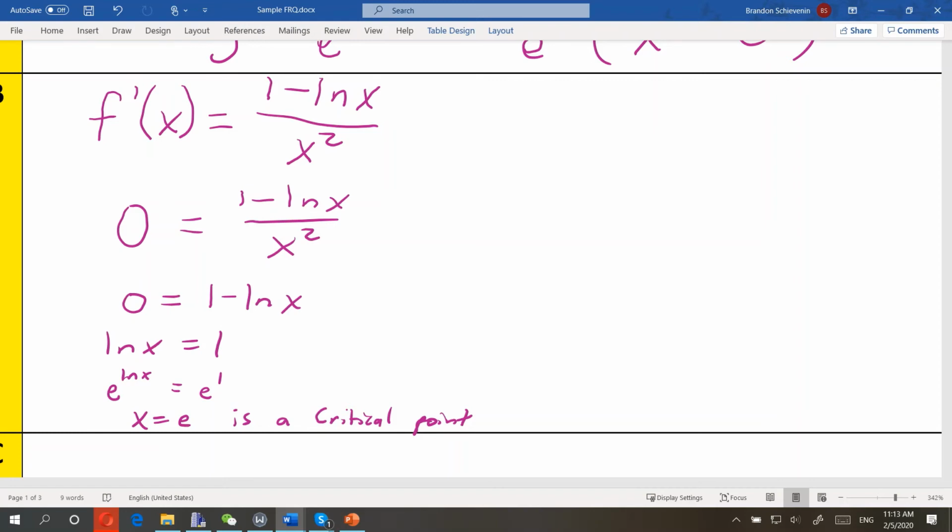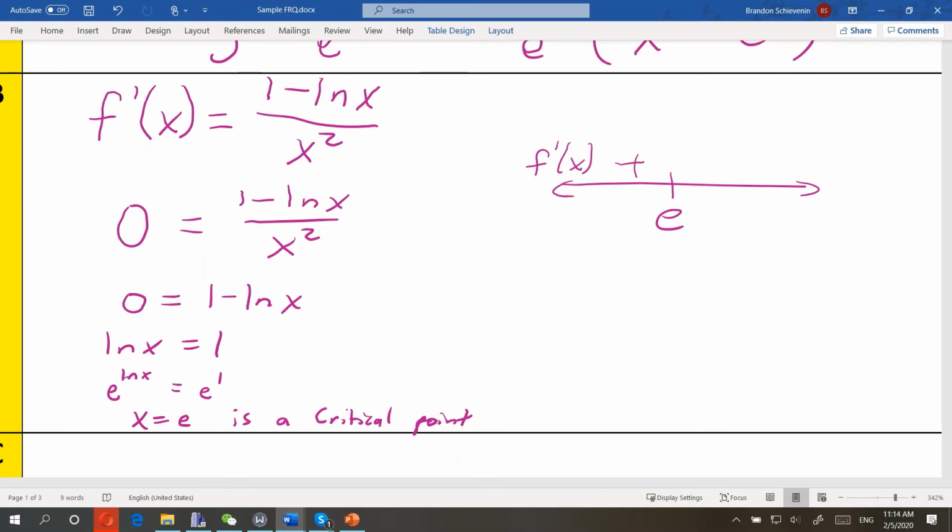First, the first derivative test. I'm going to test points around the point x equals e when we plug it into our first derivative. If I plug in a number that is less than e, so we'll say natural log of 1 is 0, then I get 1 minus 0 over 1, which is positive.